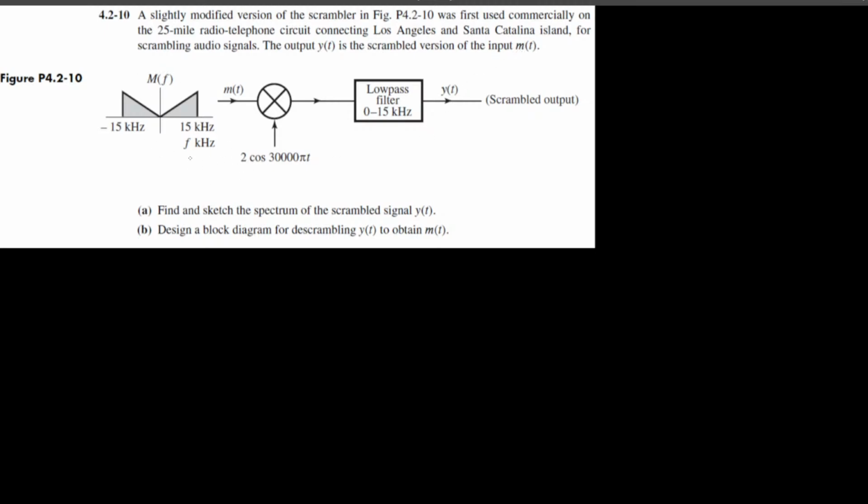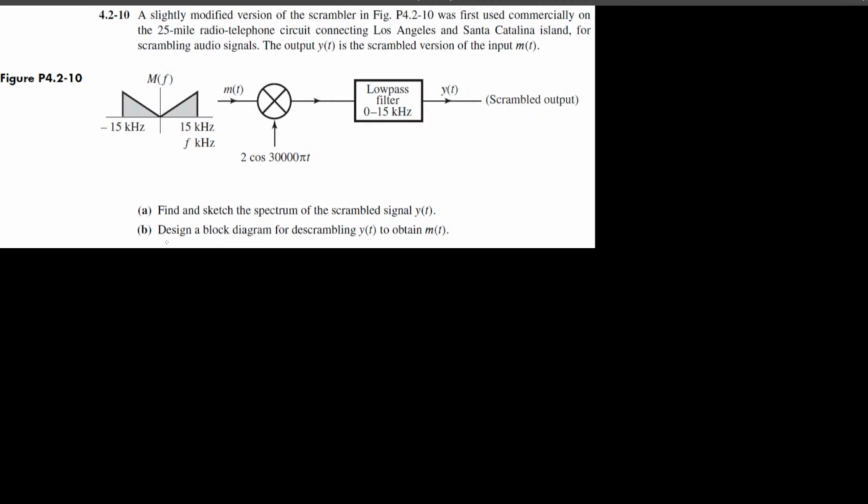we have a diagram given, and also we have a DSB-AC, that's a double sideband signal, and also we have a low pass filter and y of t. The first part is asking to find and sketch the spectrum of the scrambled signal y of t. So we have to find out what's going to be the shape of the y of t.